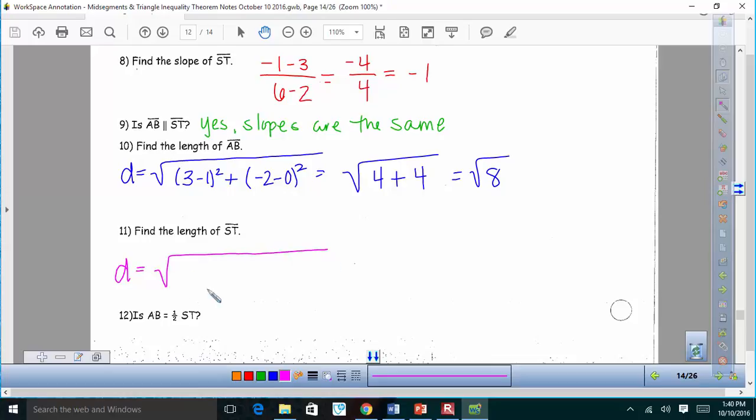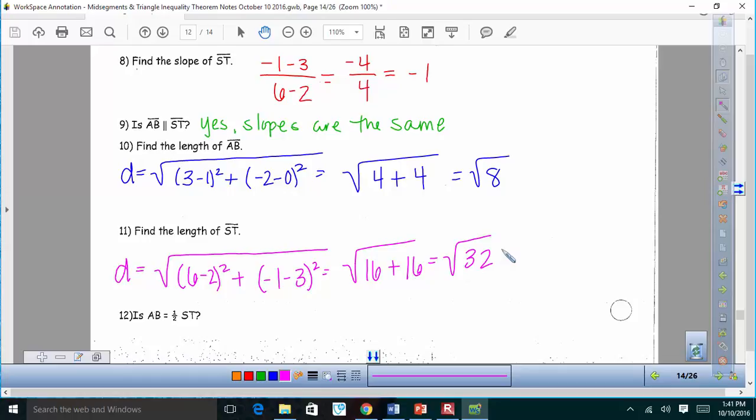So someone else set up the distance from S to T, the formula for me. 6 minus 2 squared plus 1 minus 3 squared. So that is 4. 4 squared is 16. And then this is also 4 squared, which is 16. So that's square root of 32.